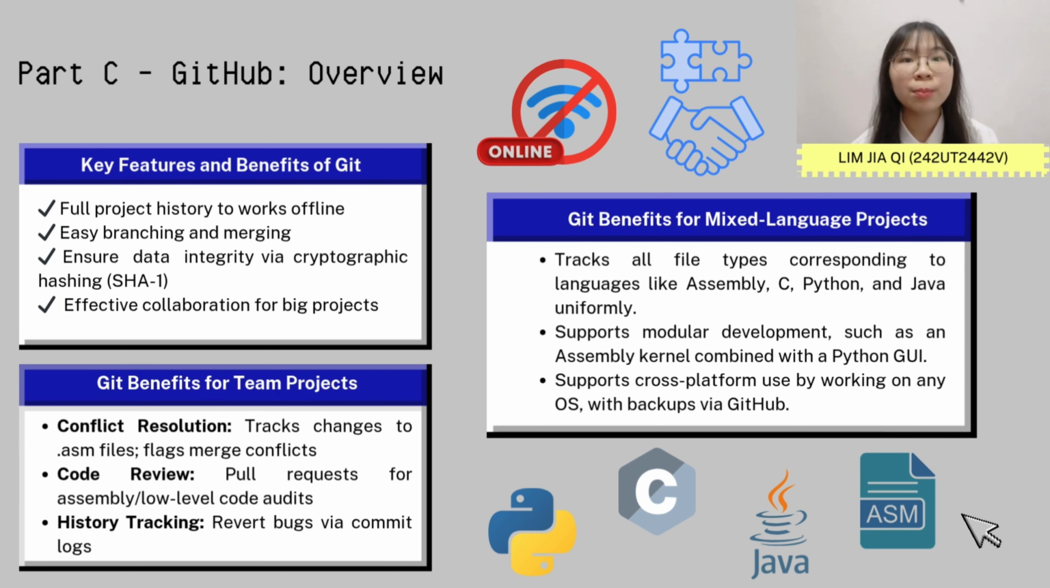For team projects, Git helps to detect and resolve conflicts, enables code review through pull requests, as well as allows bug fixing by reverting to earlier commits. For mixed language projects, Git supports tracking for all file types like assembly, Python, and Java, as well as enables modular and cross-platform development. GitHub provides reliable backup and remote access for the entire team.